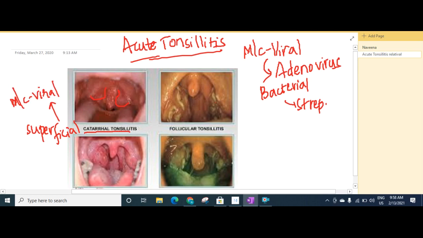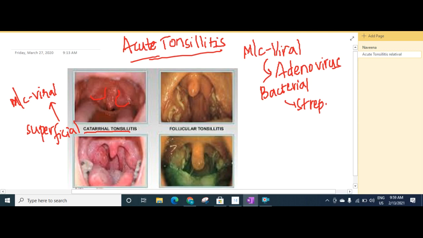Then in acute follicular tonsillitis, the infection spreads into the crypts, and the crypts are filled with pus-like material. This pus-like material present in the crypts is the main important feature of acute follicular tonsillitis. It is seen as yellowish spots in follicular tonsillitis.